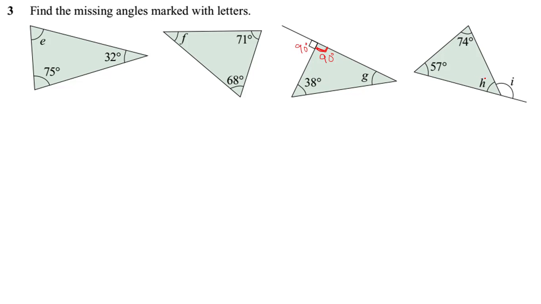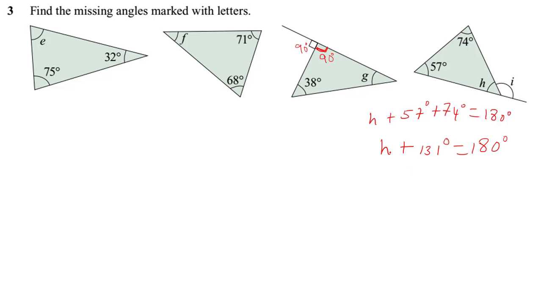Now with this one, to find I, first you've got to get H as usual. So I'm going to add 74 plus 57. So I've got H plus 57 plus 74. This should equal 180 to start with. Then you simplify by adding what you know. I've got 57 plus 74, which is going to be 131. So it's going to be 131 degrees equals 180.